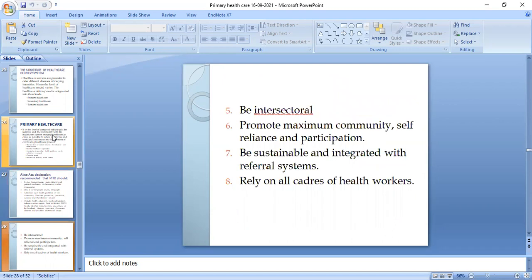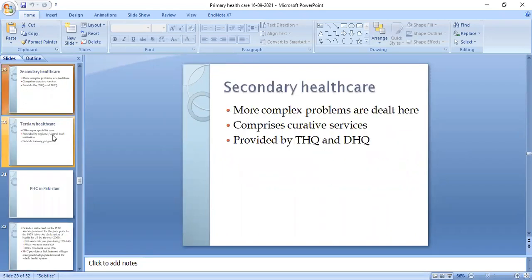It should include all the sectors affecting health. It promotes maximum community self-reliance and participation, is sustainable and integrated with referral systems, and relies on all cadres of health workers.